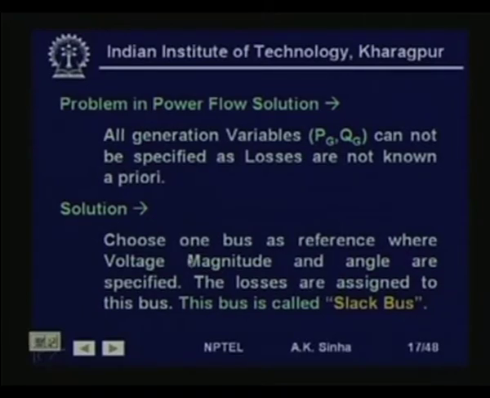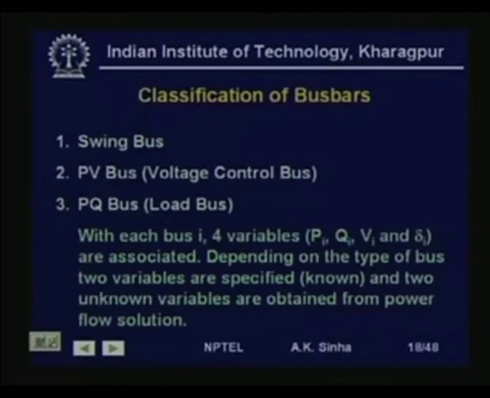So, this is how we try to handle the situation, because we do not know the losses, we cannot specify all the generation. We try to solve it by assigning one bus, a generating bus, as a slack bus. Now, what about other bus bars?